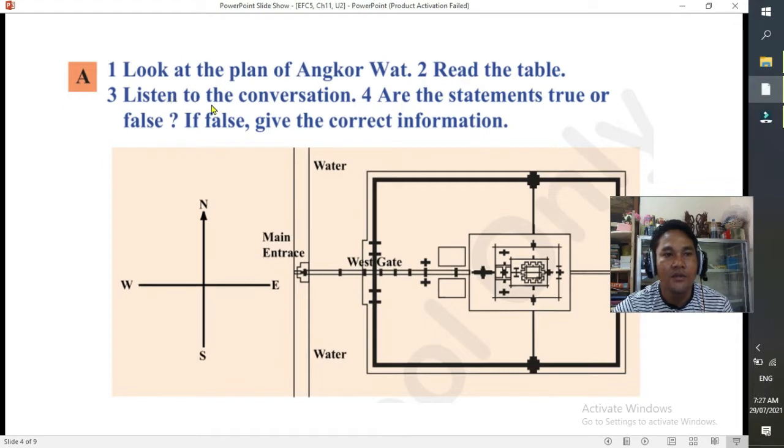Number three, they want you to listen to the conversation, and number four are the statements, true or false. If false, give the correct information. You will understand clearly after you listen to the conversation. When you know it clearly, you have to put true or false to the statements in the table below. If the statement is true, it's not a big problem for us to correct it. But if the statement is false, you have to give more correct information about that.